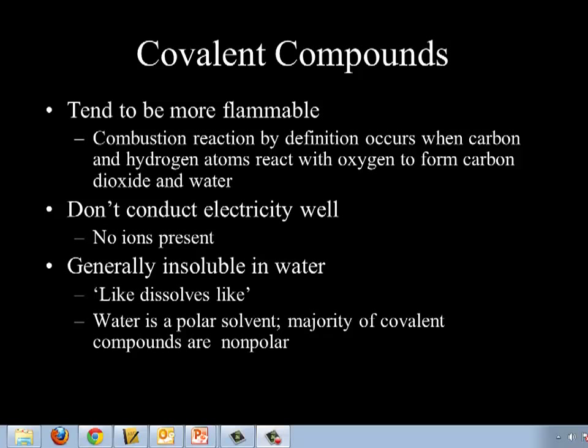Covalent compounds do not conduct electricity well at all. There are no ions present, no free electrons to move around, and they are generally insoluble in water. And we see this rule, like dissolves like, which means that covalent compounds tend to be soluble in other covalent compounds, and ionic compounds or polar compounds will dissolve in things like water, which is a very polar compound itself. And we'll do some labs to explore some of these properties of covalent compounds, and we'll be looking at the differences between ionic and covalent compounds as well. So that ends this set of notes, and we'll talk about these more in class tomorrow.